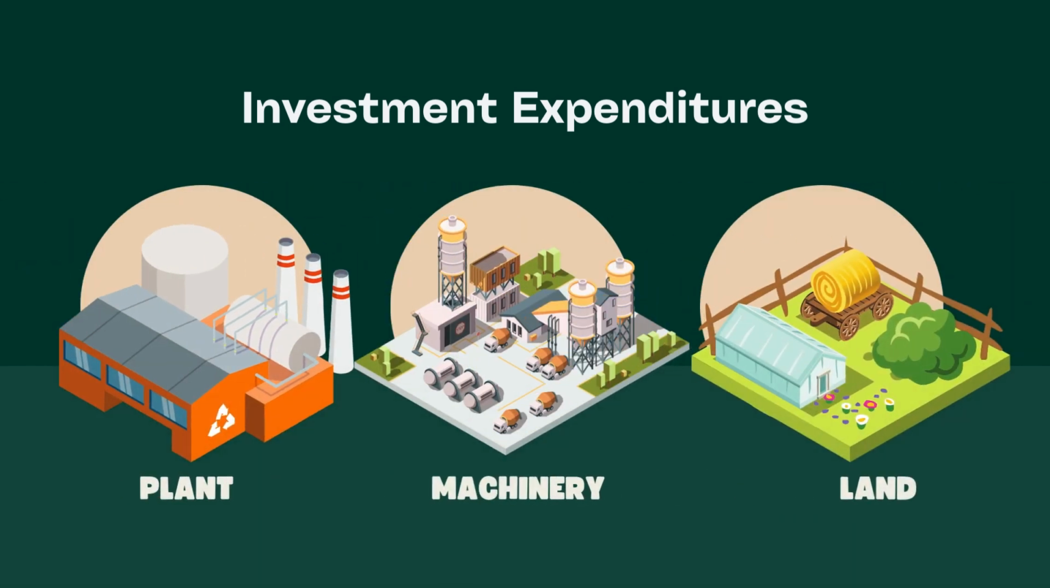Third component is the investment expenditure, the entire amount spent on capital goods by all businesses. Examples of this are land, plant, and machinery investment, as well as inventory changes.